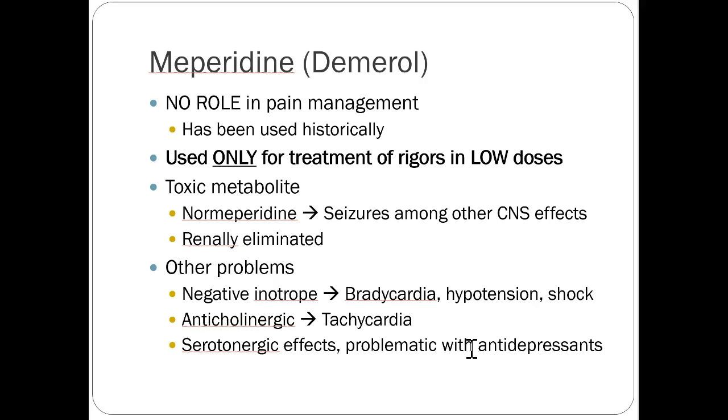It has this toxic metabolite called norepinephrine that causes CNS toxicity. The only time we use it is for rigors, and it's really low doses. So for kind of uncontrolled shivering, they'll give a little bit of meperidine, and that works pretty well. But that's it. That's the only thing we do it for. It's cardiotoxic. It's CNS toxic. There's just no use for it with the current opioids we have access to.